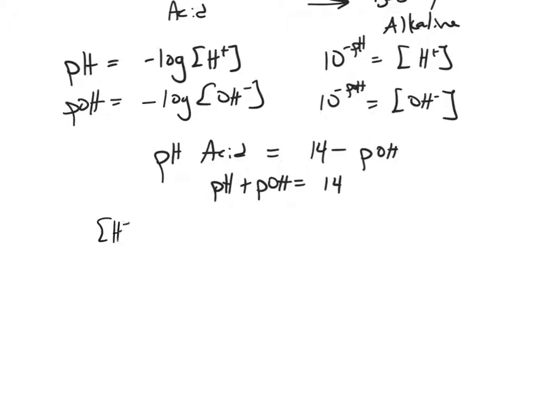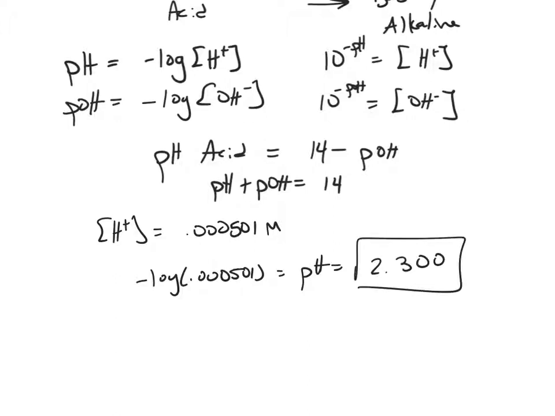Let's say you have the concentration of H plus in solution as 0.000501 molar. What's the pH? Well, you take the negative log of 0.000501 and you get the pH, which is equal to 2.300. Now, if I asked you what's the pOH of this very same solution, I just simply take 14 minus the pH to find the pOH, which is 11.700. And that number represents the concentration of the conjugate base in the solution.